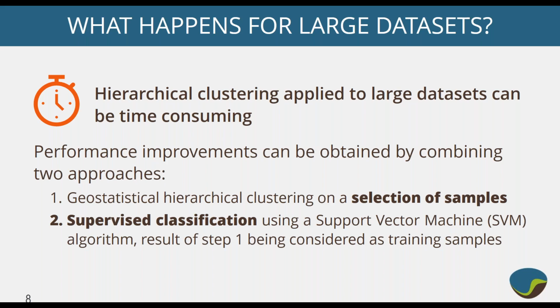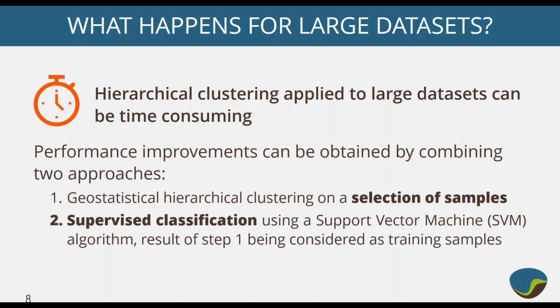So this can be done by combining two approaches. First, the geostatistical hierarchical clustering on a selection of samples to define facies, which accounts for the spatial relationship between samples. The results of this geostatistical hierarchical clustering will be used as a training set for a supervised classification using a support vector machine algorithm. The support vector machine algorithm comes from the domain of machine learning and data mining, and it's a very efficient and fast supervised classification algorithm.